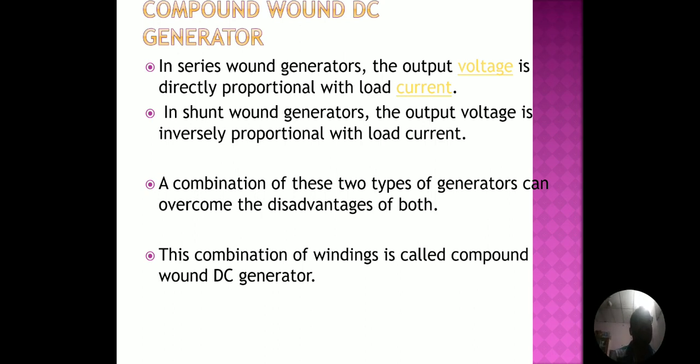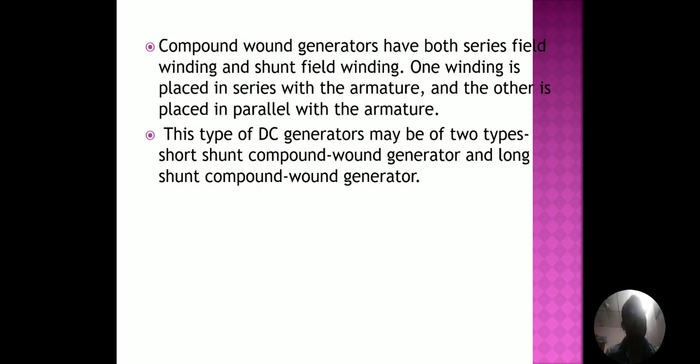And the third type is compound wound DC generator. In series wound generators, the output voltage is directly proportional to the load current, and in shunt type, the output voltage is inversely proportional to the load current. A combination of these two types of generators can overcome the disadvantages of both. This combination of the winding is called a compound DC generator.